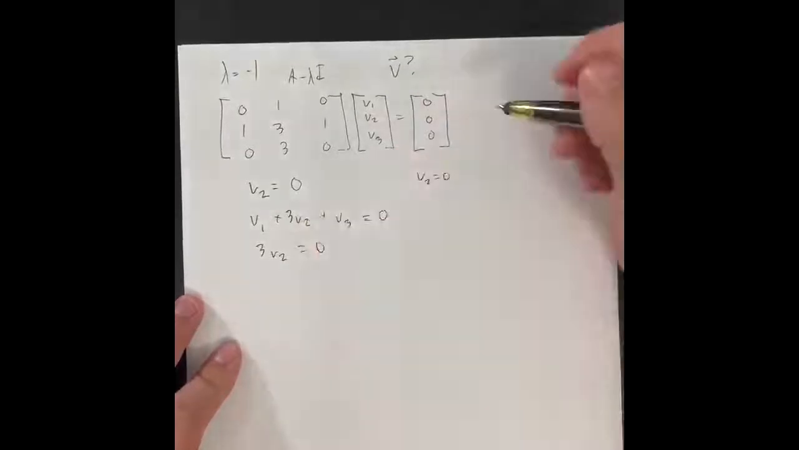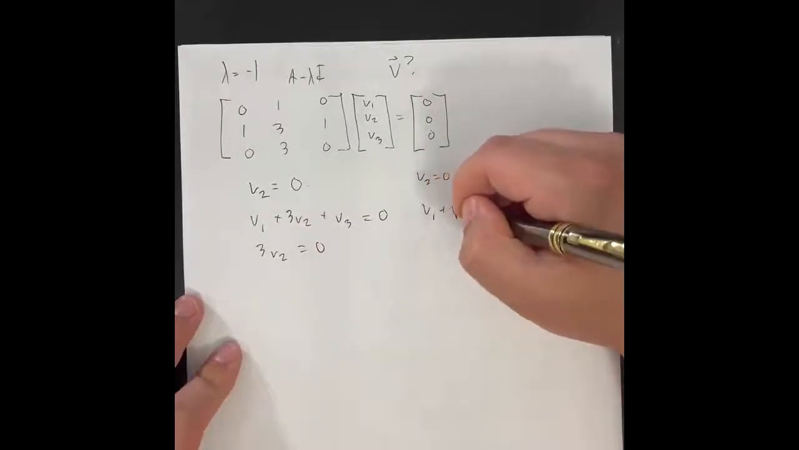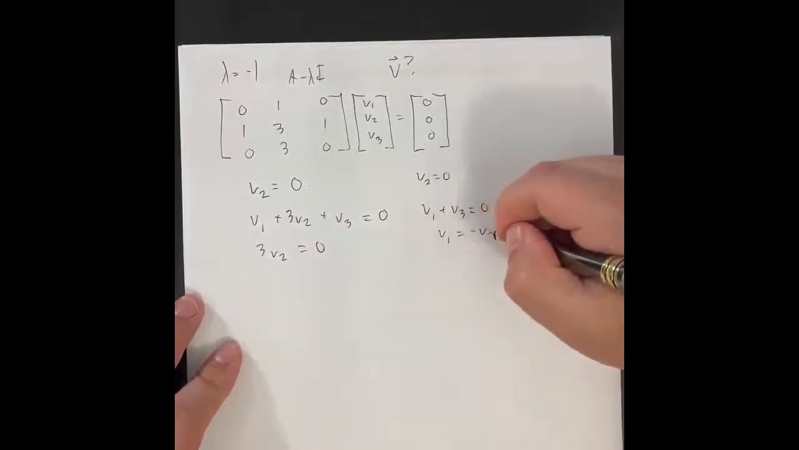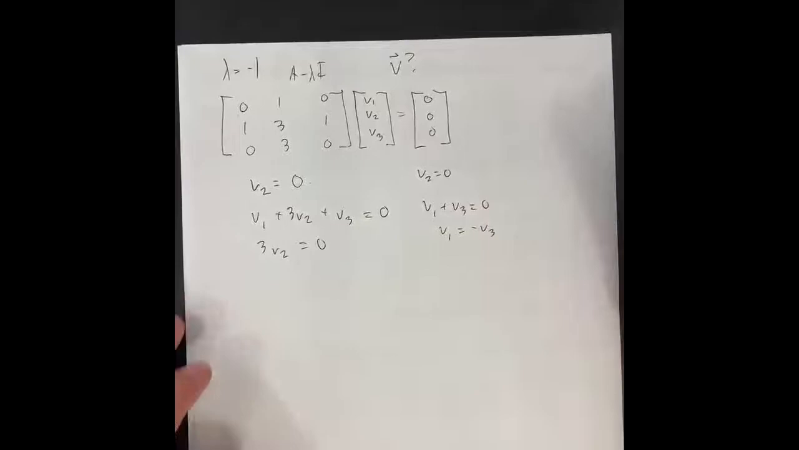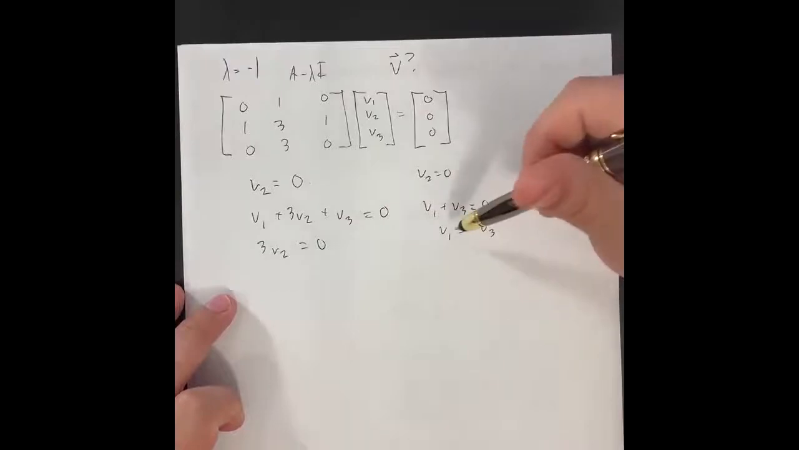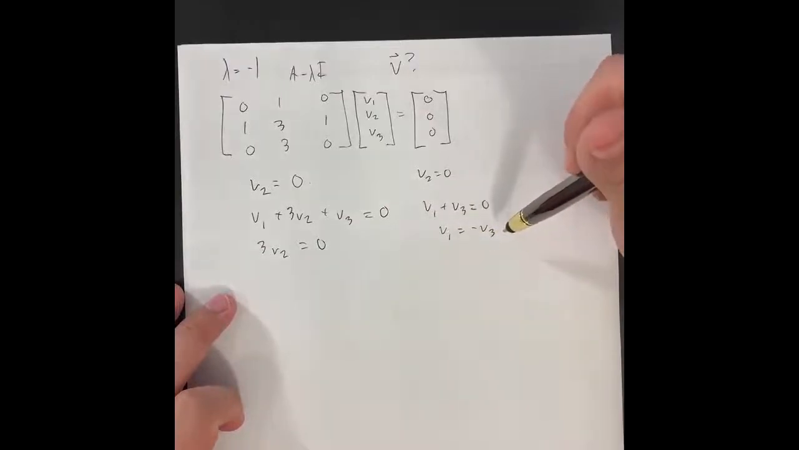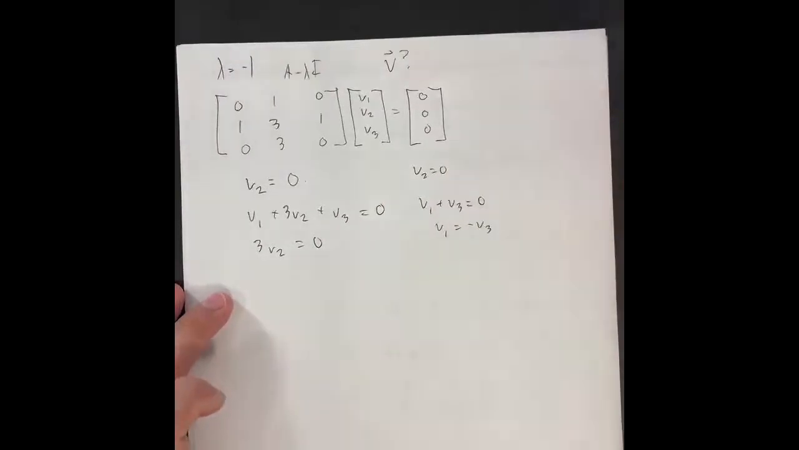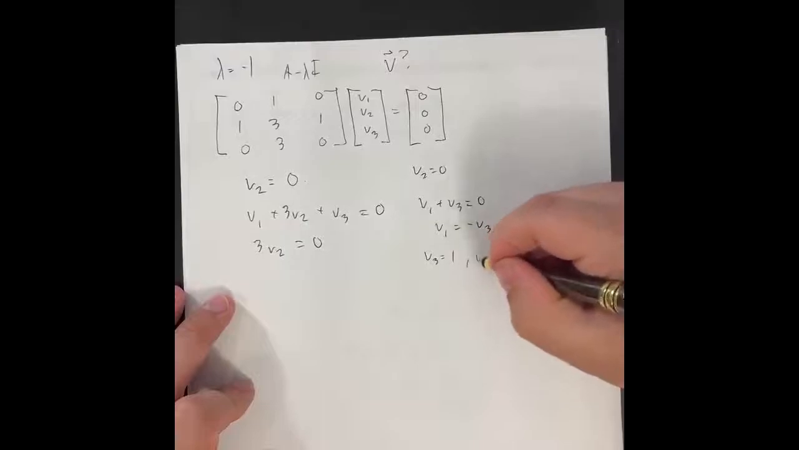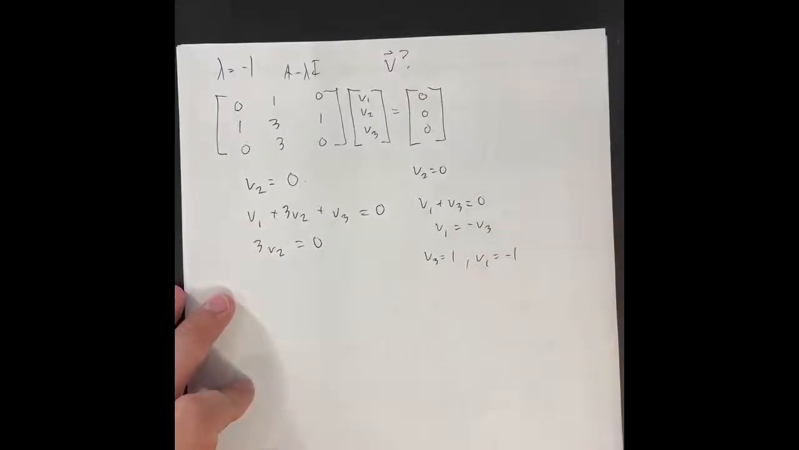And if I plug that into our second equation here, that shows v1 plus v3 equals 0, or v1 equals negative v3. Okay, and here's where we have to make a choice, because we have only one equation left. We have 2 unknowns, v1 and v3, and that's okay. That's what we want. So in this case, generally what you can do is you just pick one of them to be 1. I'll say I pick v3 equals 1. That means v1 equals negative 1.